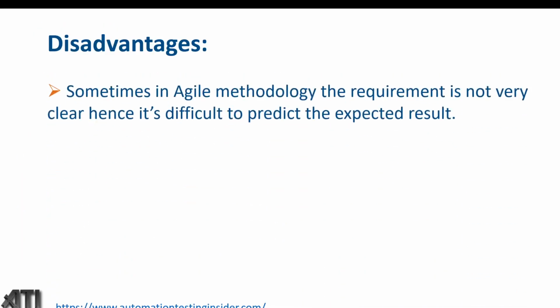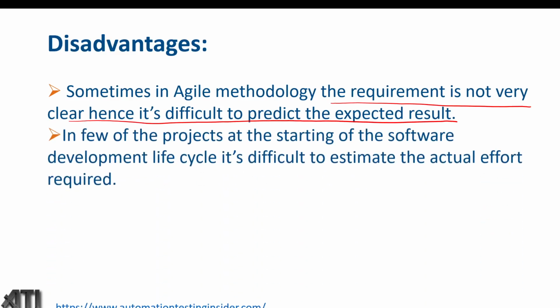Now let's talk about some of the disadvantages of the agile model. Sometimes in agile methodology the requirements are not very clear. Hence it is difficult to predict the expected result. It happens sometimes when we don't have clear requirements from the customer. In a few projects, at the start of the software development lifecycle, it's difficult to estimate the actual effort required.